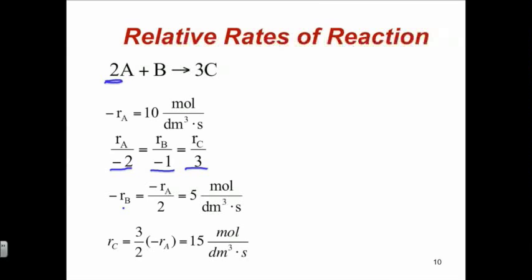Rearranging, we can see that the rate of disappearance of B, r_B, is equal to the negative rate of formation of A, or the rate of disappearance of A, over 2. Thus, we have 10 moles per decimeter cubed per second divided by 2 is equal to 5 moles per decimeter cubed per second. In a similar process, we can see that the rate of formation of C is equal to 3/2 times the rate of disappearance of A, which is equal to 15 moles per decimeter cubed per second.